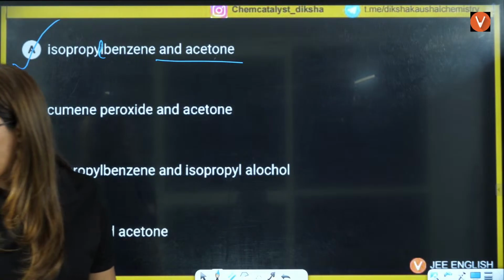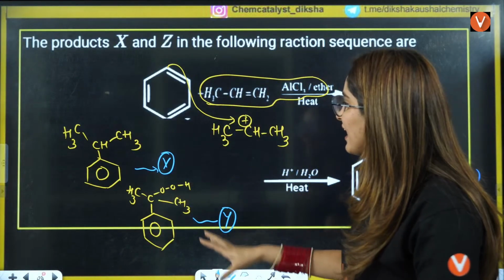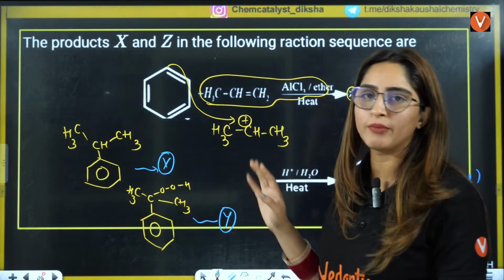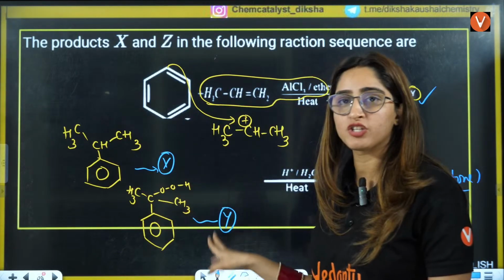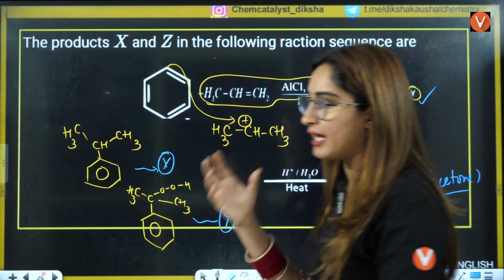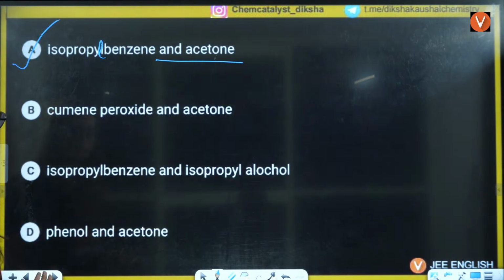X is cumene, Y is not phenol. Y is the cumene intermediate, okay? Instead of that CH, you have COOH, that is Y. And here Z is acetone. In the end, along with phenol, you have one more byproduct, that is acetone, okay?